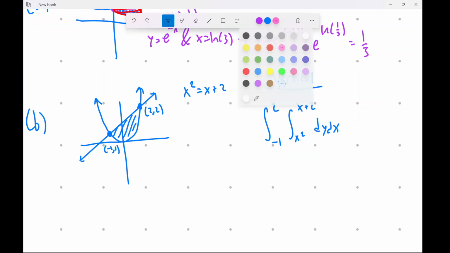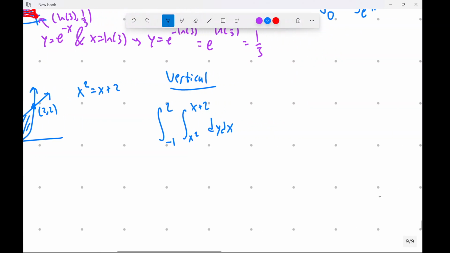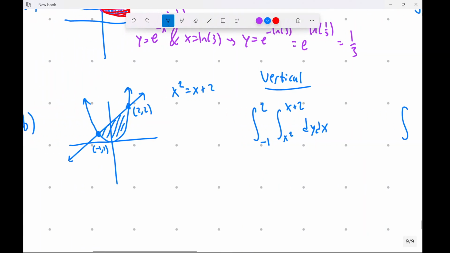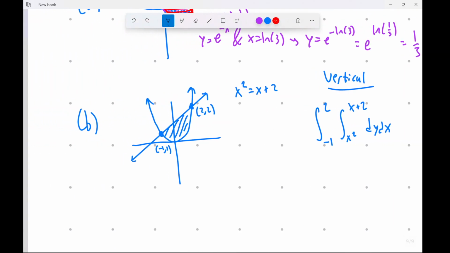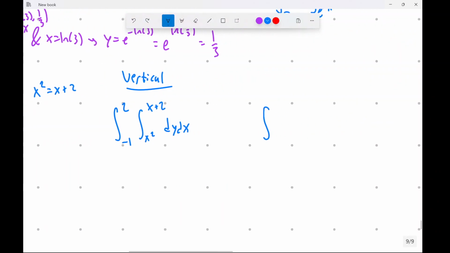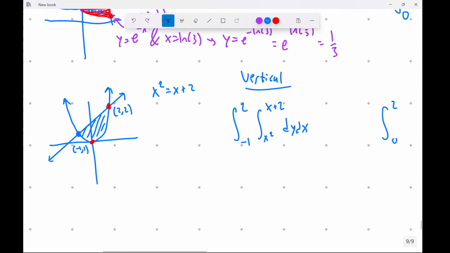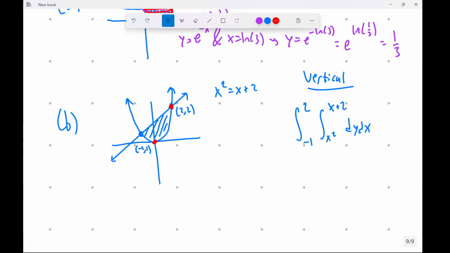For horizontal, we are once again going to start with y. So let's see, the minimum value for y in this region is 0 right here, and the maximum value is 2 up here. So this is going to be an integral from 0 to 2. And now we're going to draw our horizontal cross section, because those are where y is constant.